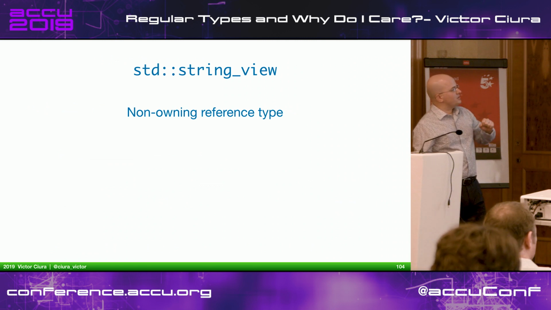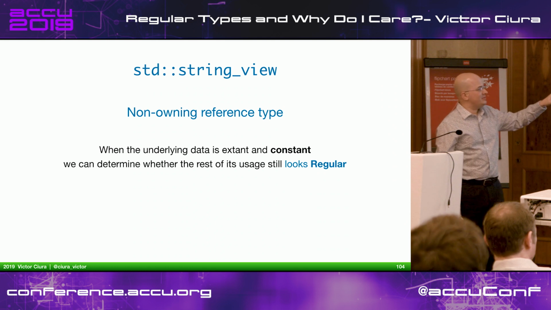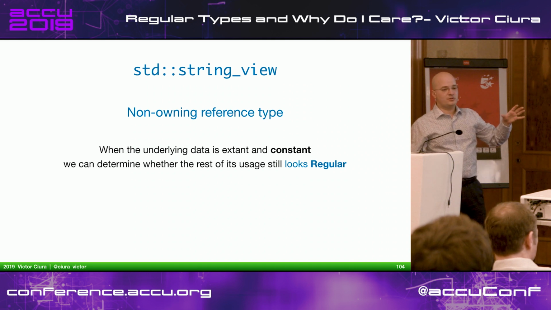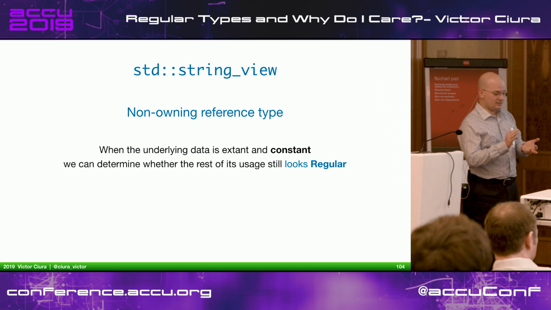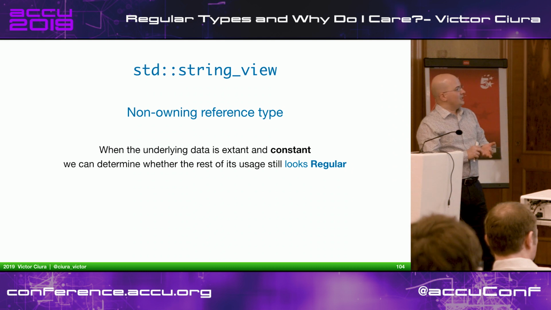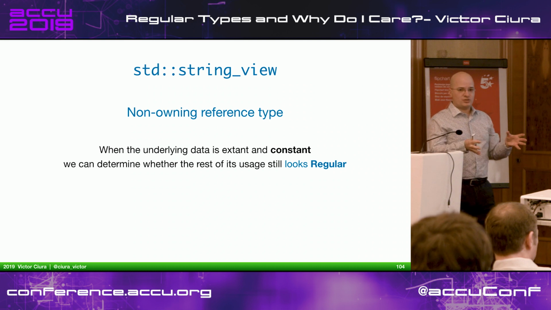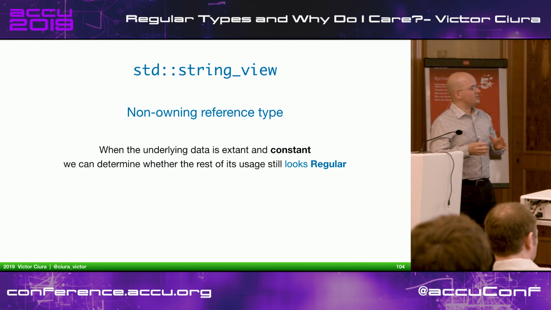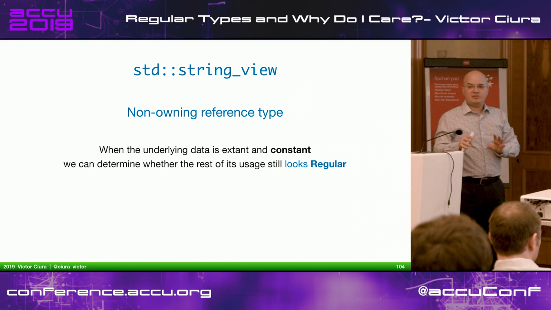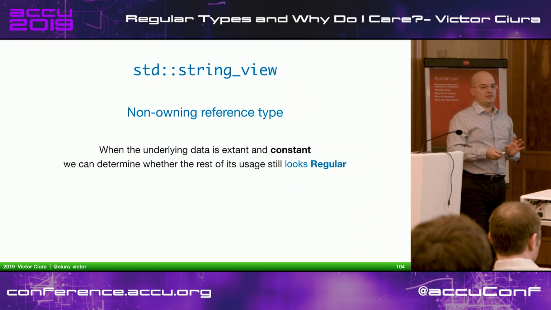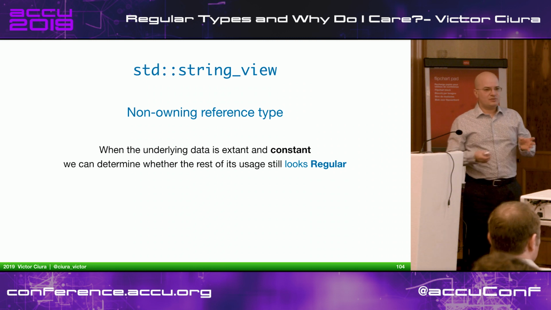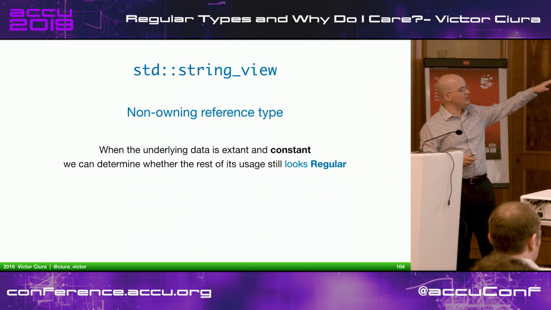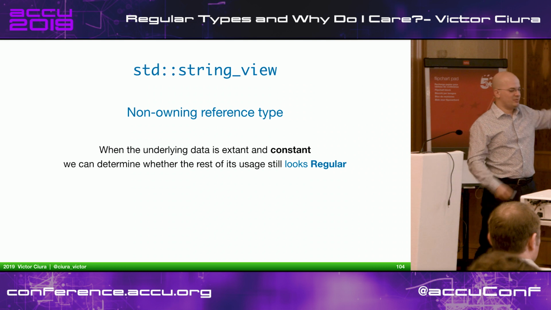So string view is a non-owning reference type. When the underlying data is extant and constant, we can determine whether the rest of its usage still looks regular. So one advantage is that it's constant. The underlying buffer needs to be constant. And if it's extant, and we can prove by construction that the thing I'm referring to with this view is still around, then I can squint a little bit and pretend it's regular. So I can use it as if it's regular. I can store it, I can pass it around and use it as if it were something like a value. But only if I can prove those things about its context.